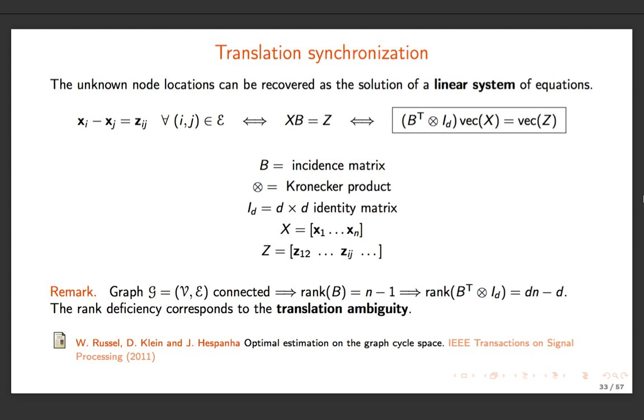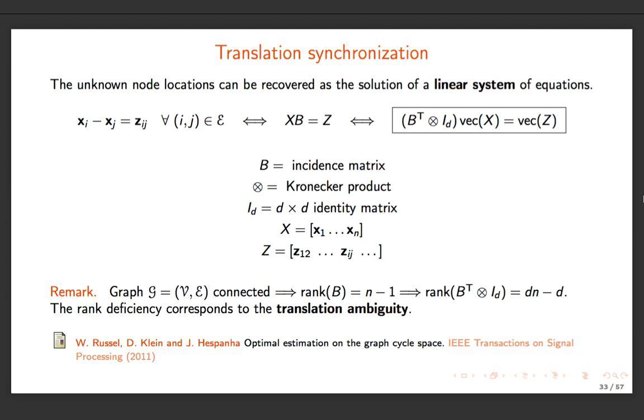The unknown node locations can be recovered as the solution of a linear system of equations, which can be expressed in a compact matrix form thanks to the usage of the Kronecker product and the incidence matrix. Here, X denotes the block matrix with all the unknowns in columns, and Z denotes the block matrix with all the measures in columns. Audience not familiar with Kronecker product and incidence matrix can find an appendix on these topics at the end of the PDF of this talk. Observe that if the graph is connected, then the rank of the incidence matrix is n-1. Hence, the rank of the Kronecker product between the incidence matrix and the identity is dn-d, where the rank deficiency corresponds to the translation ambiguity.